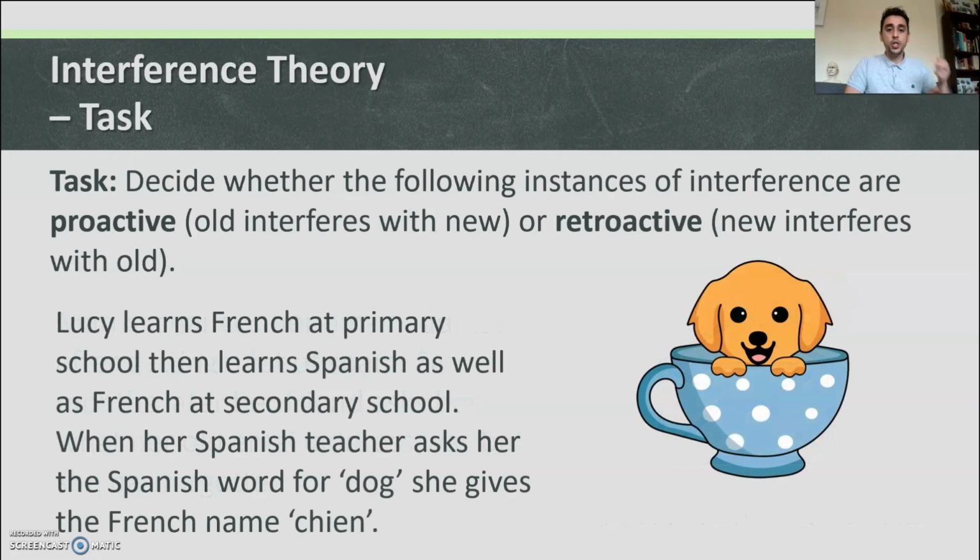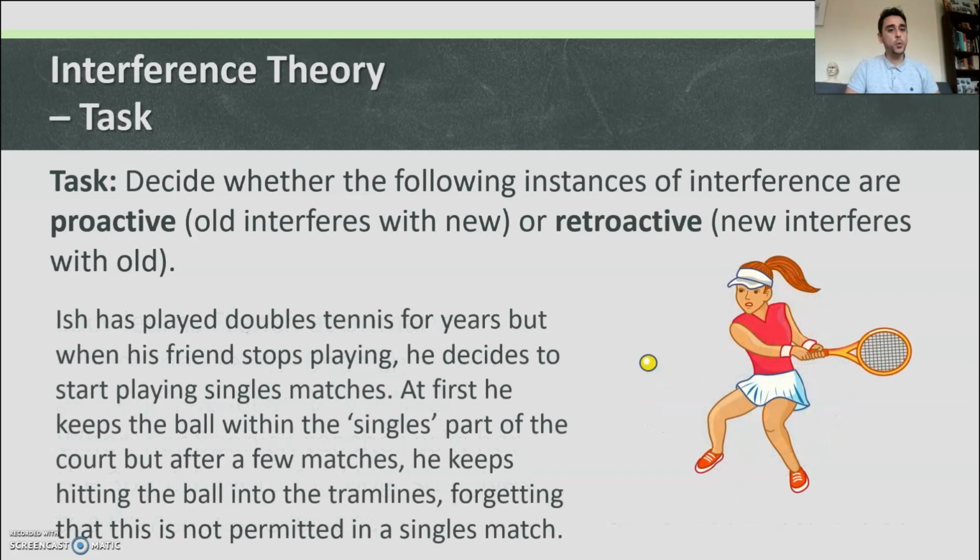Lucy learns French at primary school, then learns Spanish as well as French at secondary school. When her Spanish teacher asks her the Spanish word for dog, she gives the French name, chien. Don't know if I said that correctly. Is that proactive or retroactive? It is proactive interference. Next one.